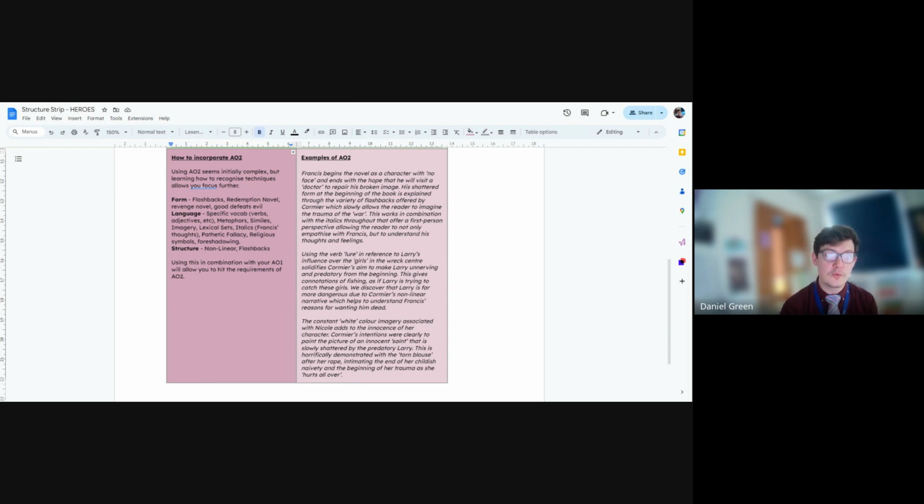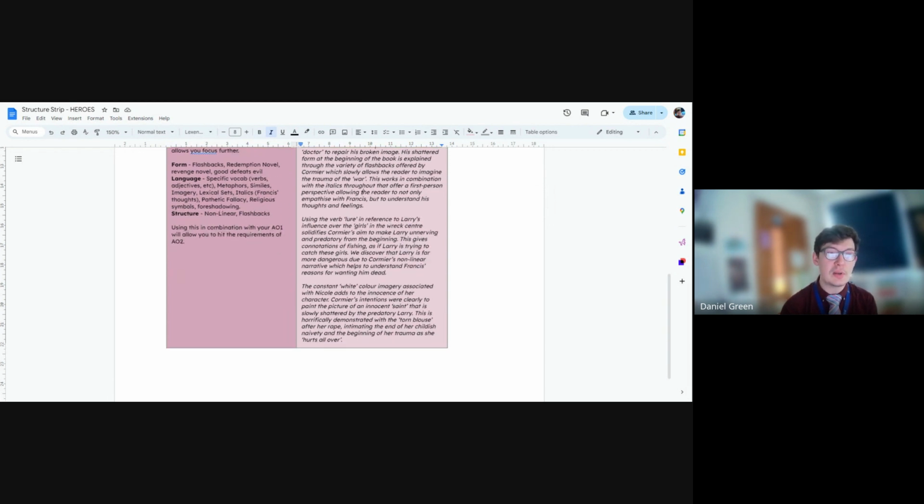Okay, so we've got first to talk about narrative. So we've got flashbacks in there. We've talked about Cormier's intentions. We've talked about the use of italics, and we've referenced several quotations, okay? Same here. Using the verb allure in reference to Larry's influence over the girls in the rec centre solidifies Cormier's aim to make Larry unnerving and predatory from the beginning. This gives connotations of fishing, as if Larry is trying to catch these girls. We discover that Larry is far more dangerous due to Cormier's non-linear narrative, which helps understand Francis' reasons for wanting him dead. I am constantly focused on Cormier's intentions, and I'm embedding my quotations to make it sound sophisticated.